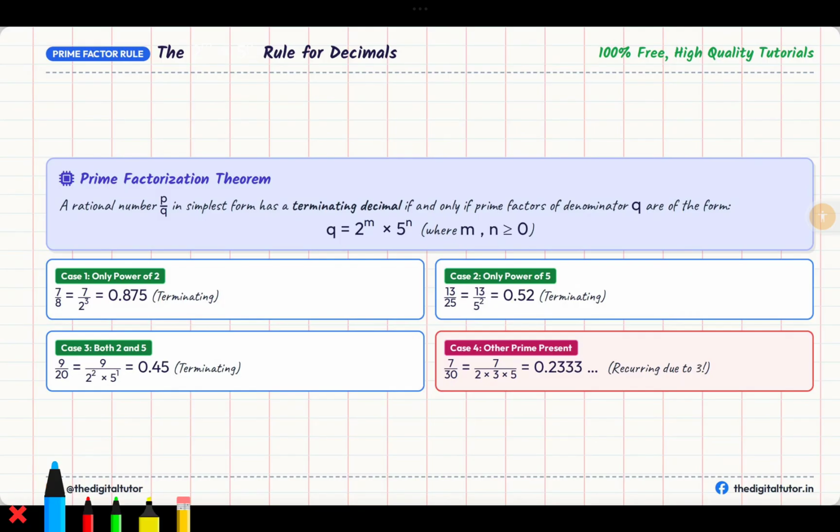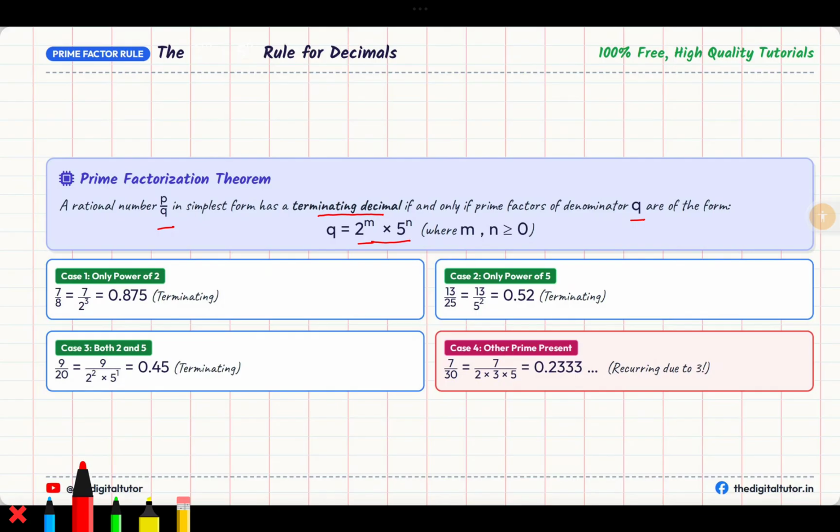In this slide we'll look at the prime factor rule. The prime factorization theorem states that a rational number p by q in simplest form has a terminating decimal if and only if the prime factors of the denominator q are of the form 2 to the power of m multiplied by 5 to the power of n, where m and n are greater than or equal to 0.